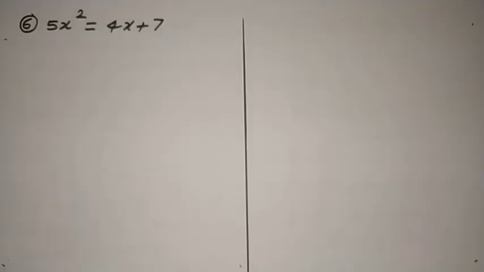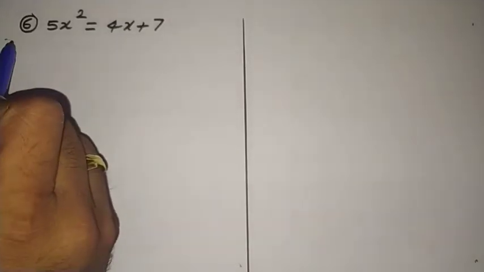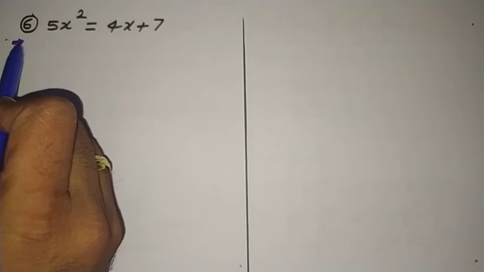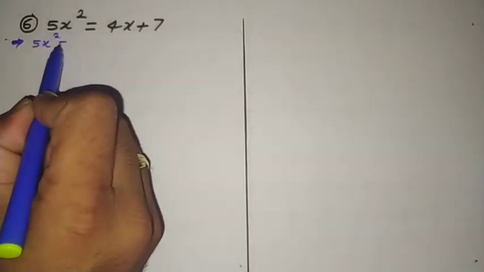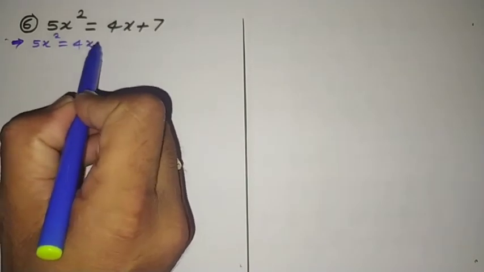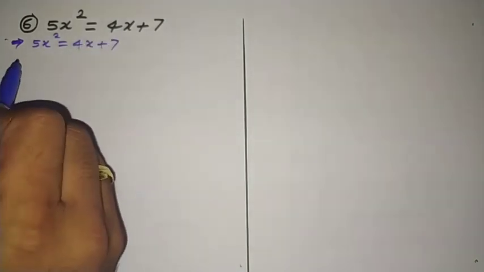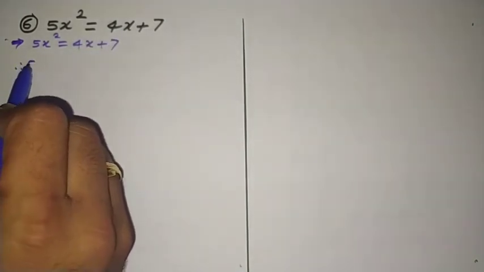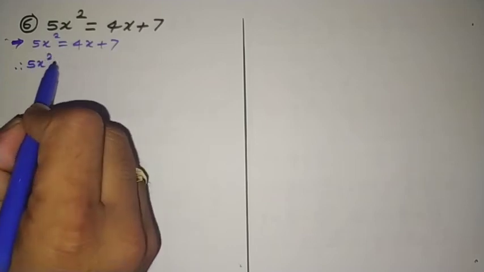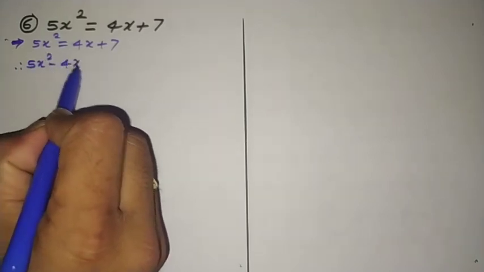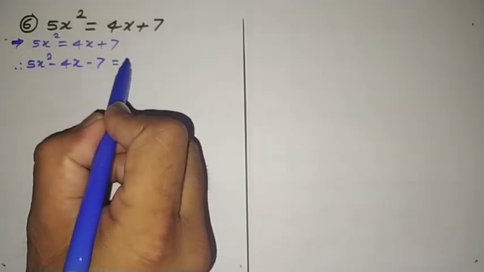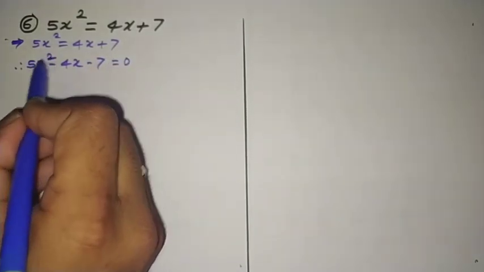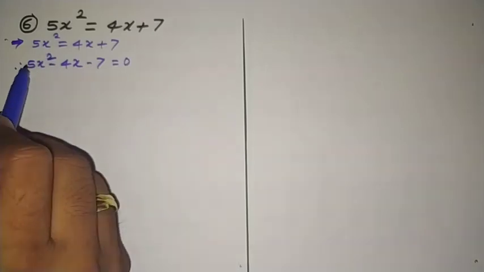Next example, see here. First write down this example. 5x square is equal to 4x plus 7. Write down this equation in the standard form of quadratic equation. Minus 4x gives 5x square minus 4x minus 7 is equal to 0. Here the coefficient of x square term is 5.